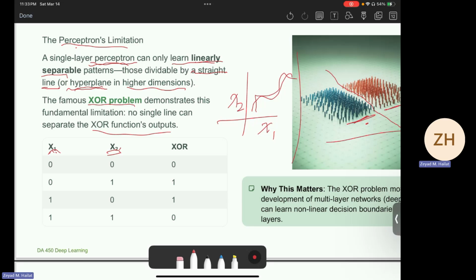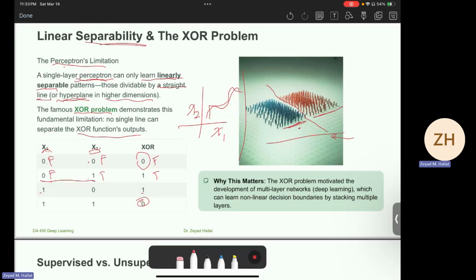So if the input is 0 and 0, the output will be 0. So this is like false and false. This is the truth table of the XOR. With 0 and 1, the output will be true. This is like the OR in this line, for example. If I have 1 and 0, it will be 1. 1 and 1 will produce 0. So the pattern in here is much more complicated than a simple linear separation.